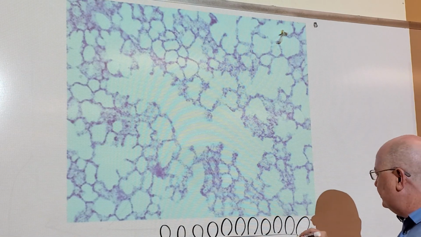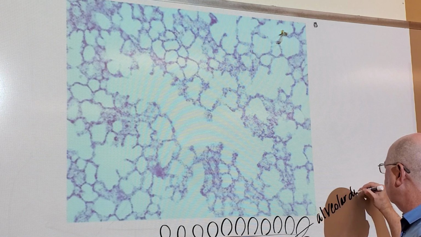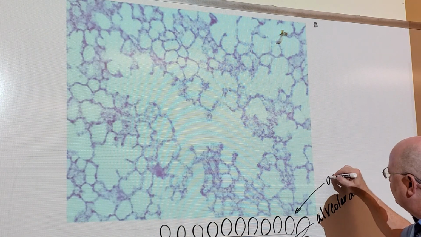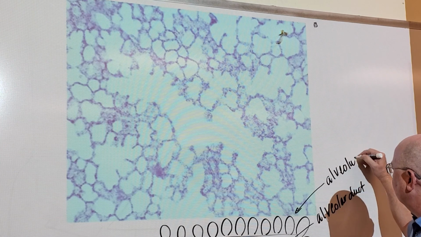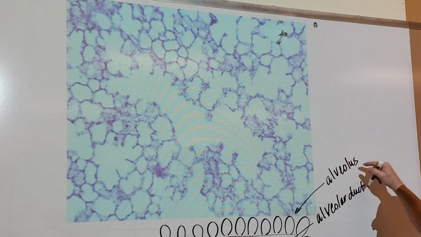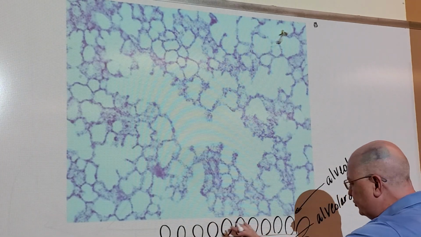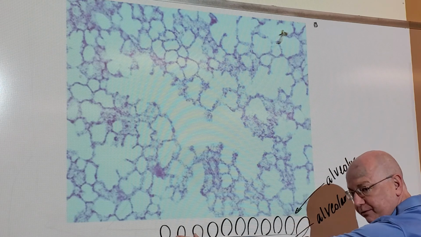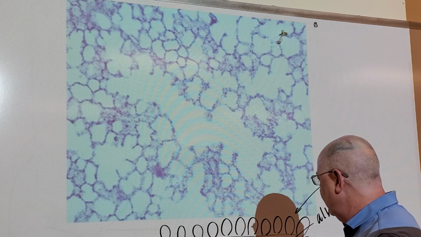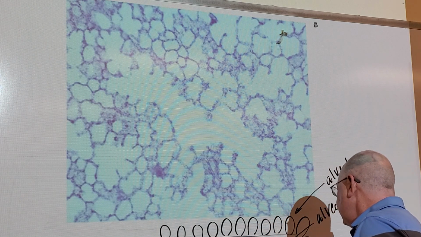The pipe represents what we call the alveolar duct. Each balloon represents what we call an alveolus. And plural would be alveoli. We take the US off and put an I there. That would be more than one. The entire structure, the pipe, the tube with all of the balloons, and I mean all of them, the whole thing would be called an alveolar sac.